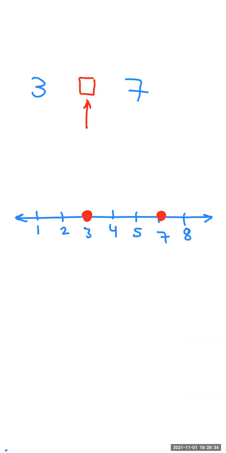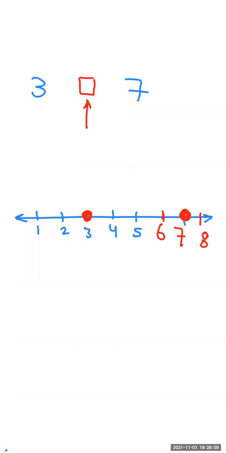Mister, you forgot to put 6. Okay, yes, sorry. 5, 6, 7, and this one is 8. So here, 3 and 7. So this is the next number. Okay, guys. So what do you think? What will be the number in the middle between these two numbers?